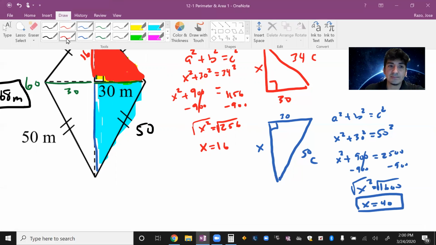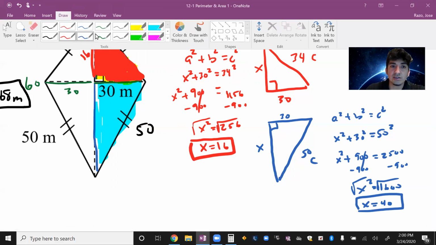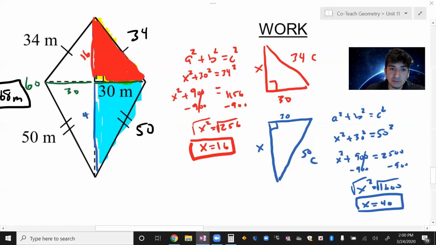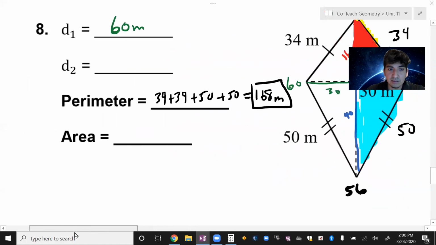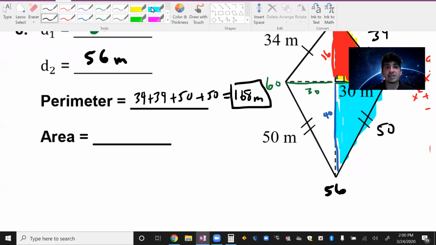So now we have 40, and we have 16. From here, I know this is 40. So how long is the whole entire line? My whole entire line, my diagonal, is going to become 56. So come back over here. This is 56.